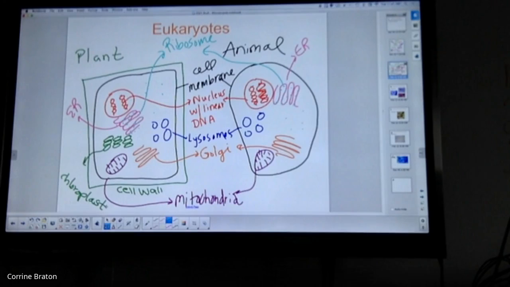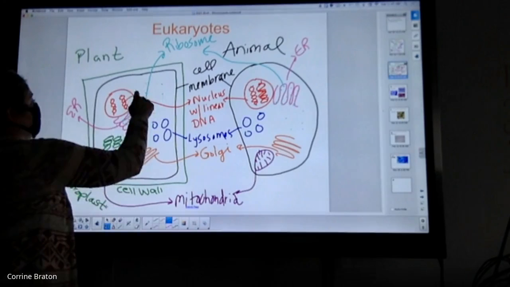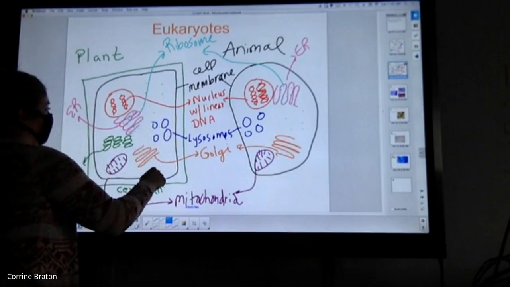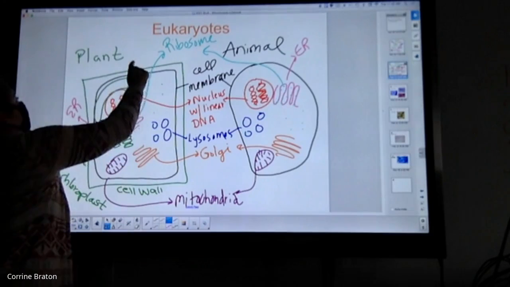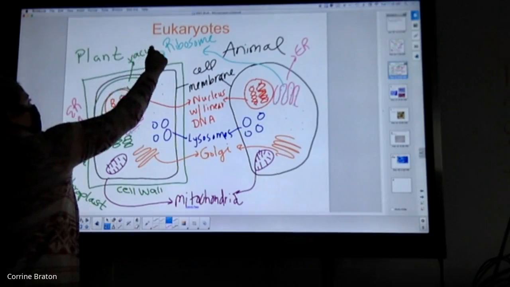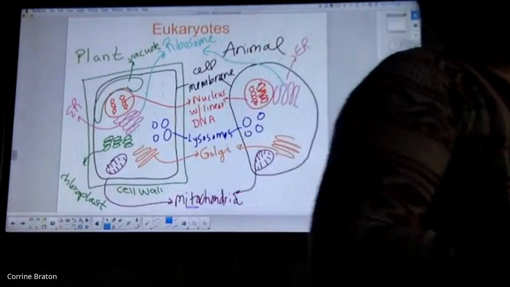And then what's the very last thing? Animals technically have tiny ones of these, although it's disputed. Plant has a big one to hold all its water. Vacuole. I would just put one on the plant. So the things I put in green are things that only plants have.